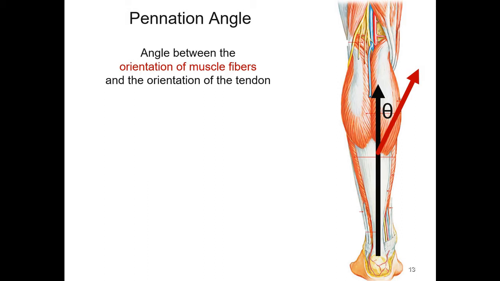Pennation angle refers to the angle between the orientation of the muscle fibers and the orientation of the tendon. We can see the orientation of the tendon with the black line and the orientation of the muscle fibers with the red line.